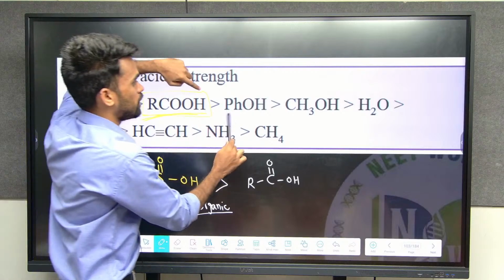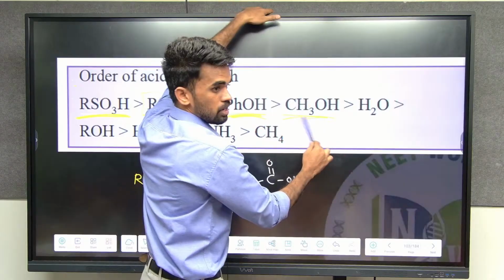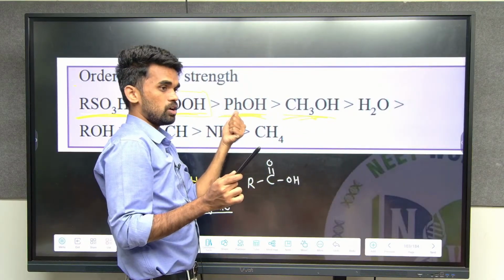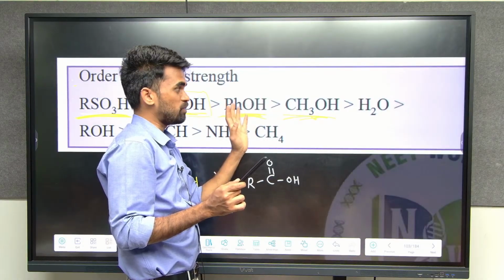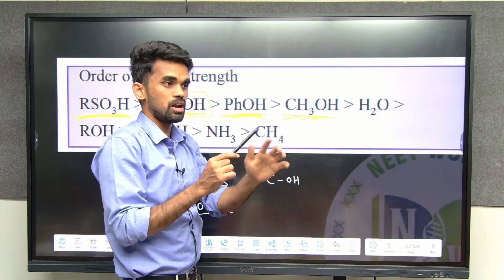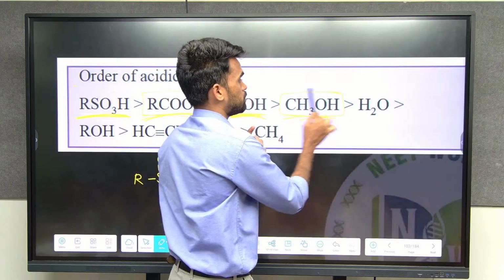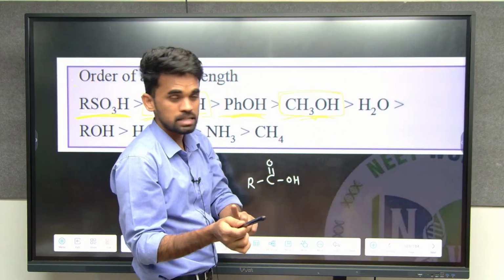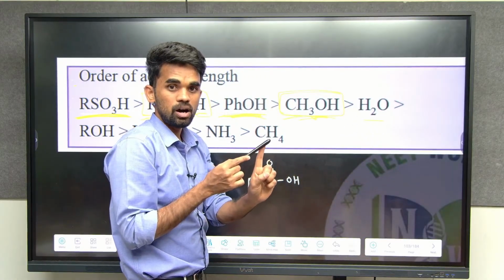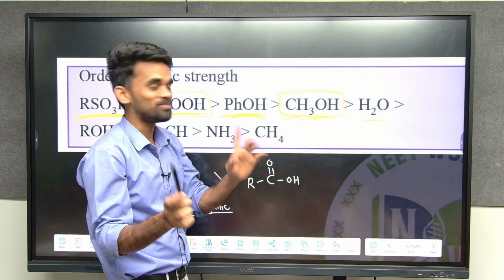Okay, after that phenols. After that methanol. Alcohols, when I am saying alcohols, aromatic alcohol, that is phenol, is more acidic. After that the remaining aliphatic alcohols will be there, like methanol, ethanol, propanol, butanol, all these things. Except methanol, all other alcohols are less acidic than water. Once again, except methanol, all other alcohols are less acidic than water.